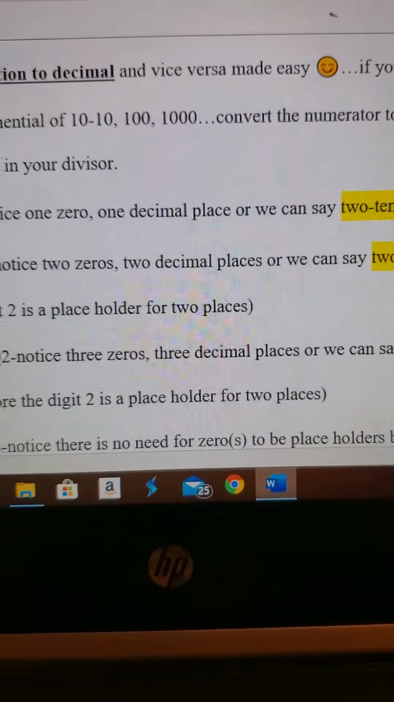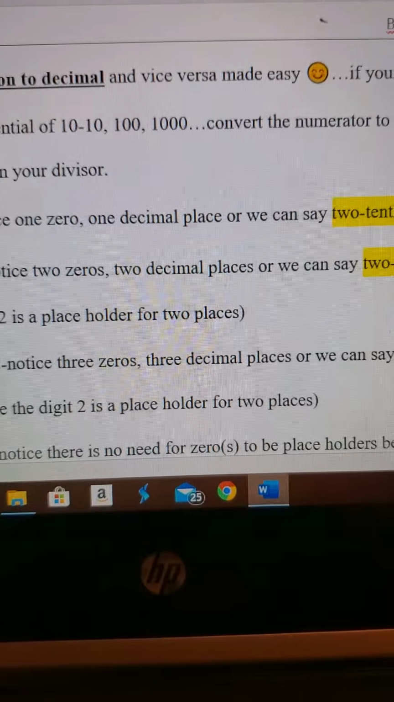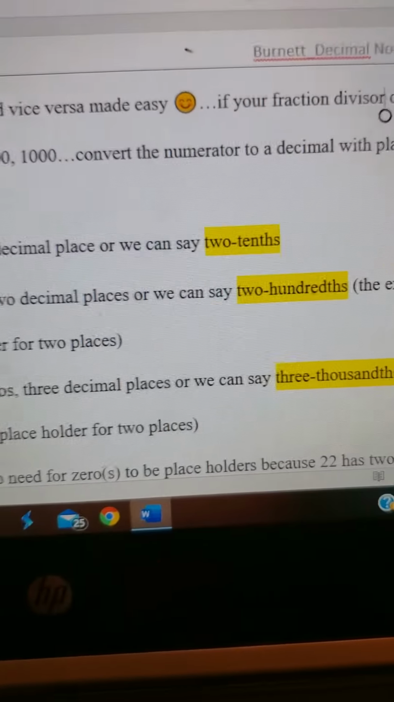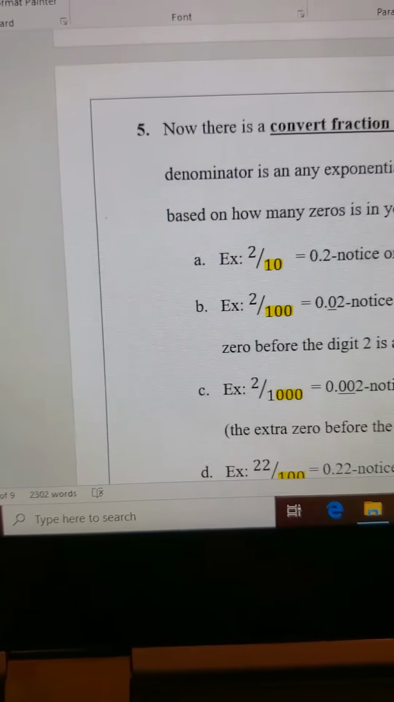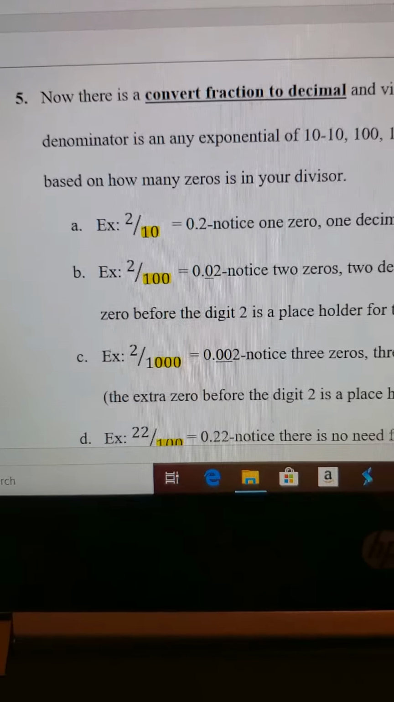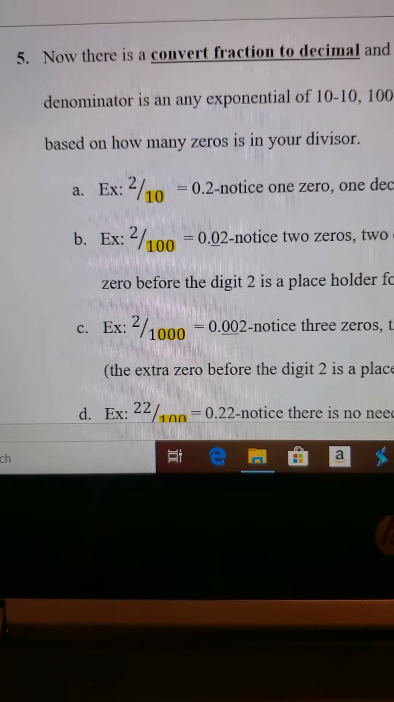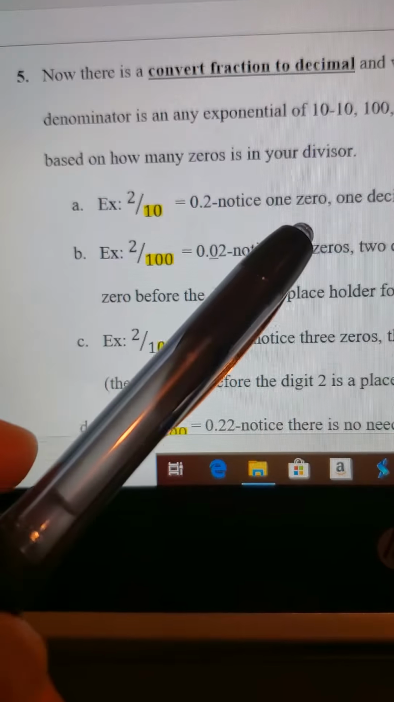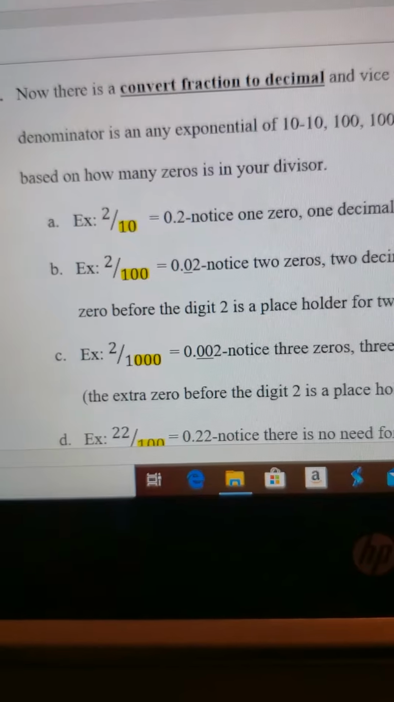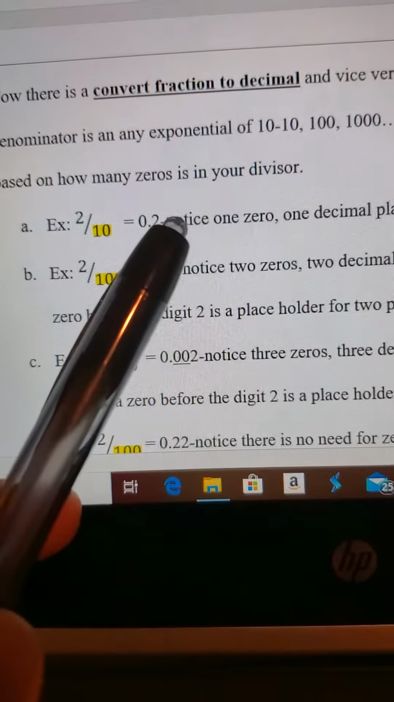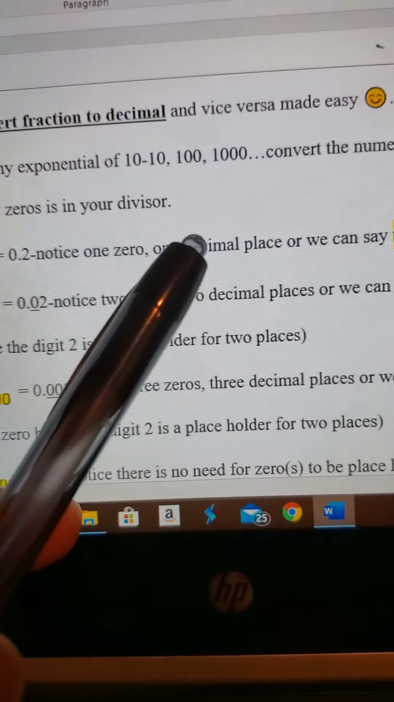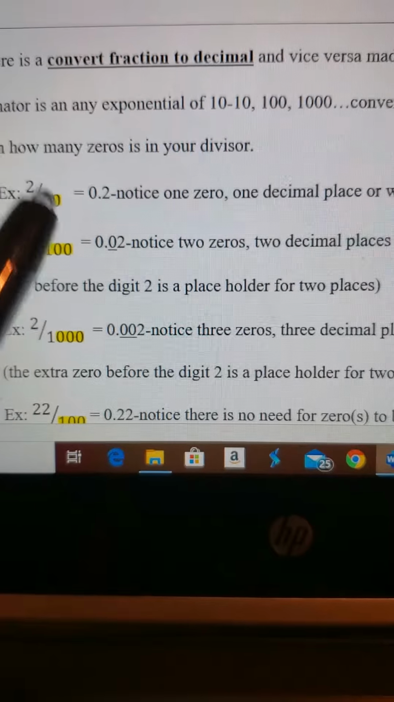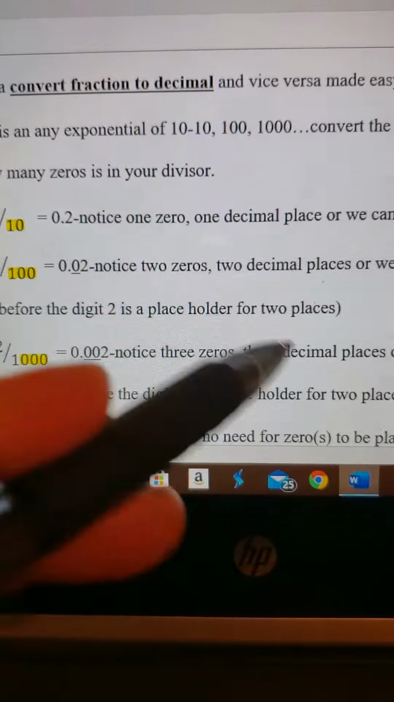So when you have your fraction where the denominator or the divisor is an exponential of 10, you really just convert the numerator to a decimal with the places based on how many zeros are in your divisor. So for example, you see here, we have 2 over 10, which is 2 tenths. So it's actually 0.2. Notice that we have one 0, so 1 decimal place. Or we can say 2 tenths, right? Because that's what that actually is, and that's how you would write 2 tenths.